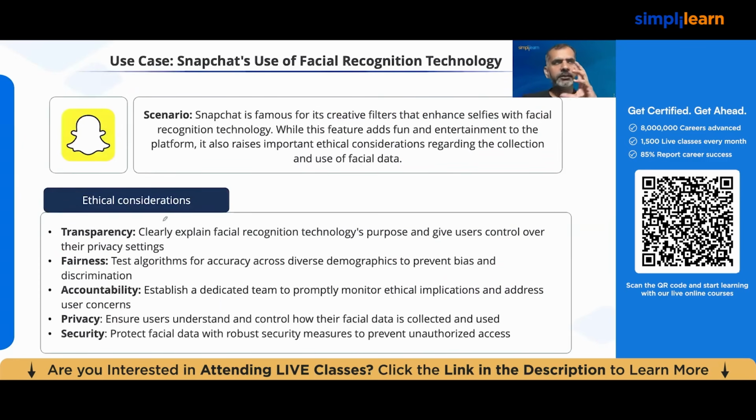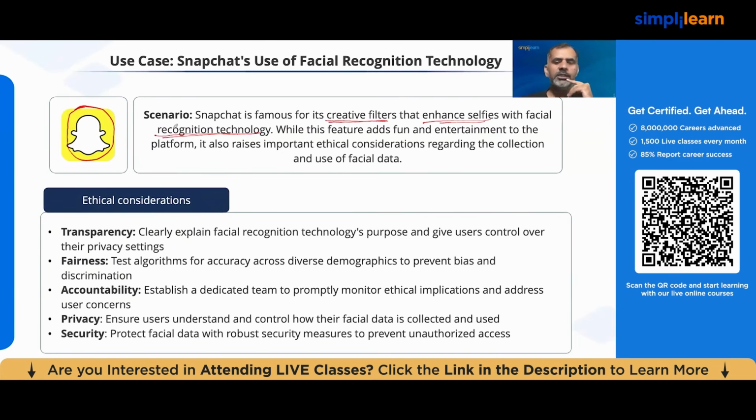Let us understand this with a very common scenario. You must have all used Snapchat, guys. It's a very popular application. It takes your face and plays with it, by putting props on it, or changing your face to different facial expressions. It adds creative filters that can enhance your selfie with facial recognition technology. This is the main application you can think of.